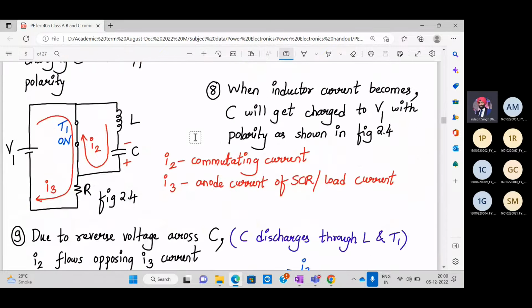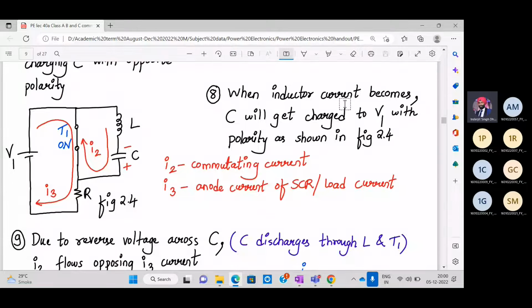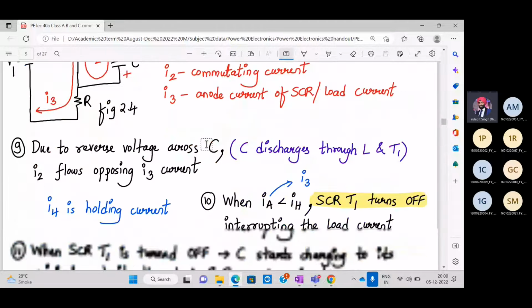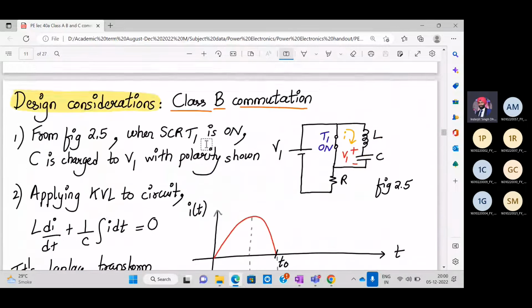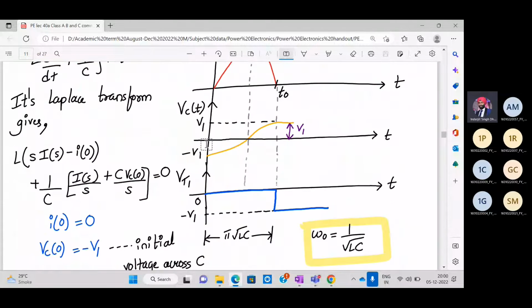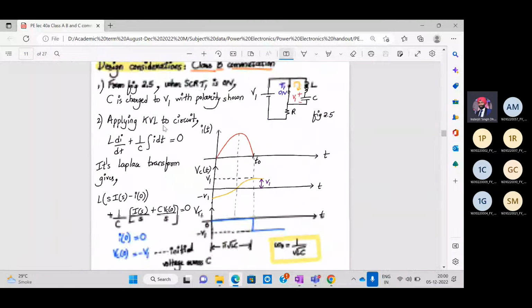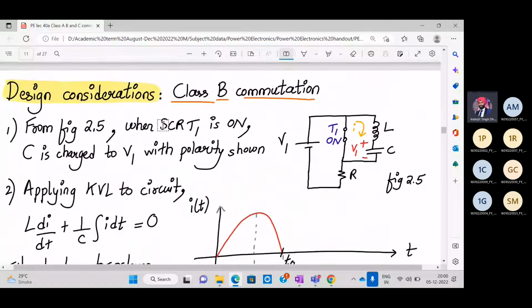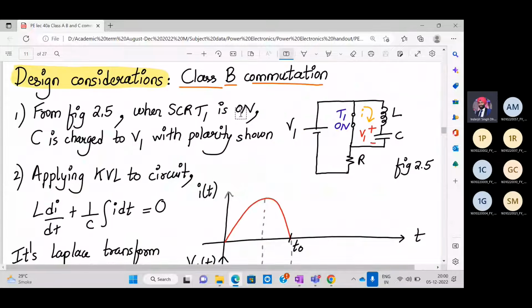There is one line which I have missed out over here, point number 8, which I'll complete, no worries. Now the design considerations are as follows. These are the diagrams which we have drawn. Whenever T1 is on, the capacitor voltage is already charged up to V1. Why is it charged up to V1? Because before the SCR was on, it was charging up to V1. Now the SCR is on, so the capacitor is holding that value.